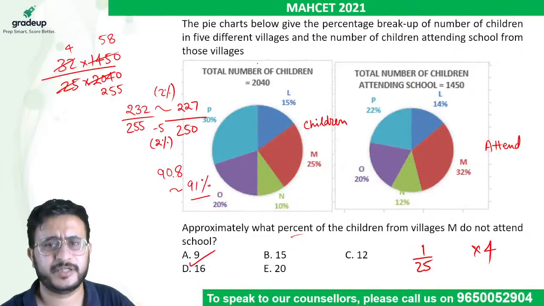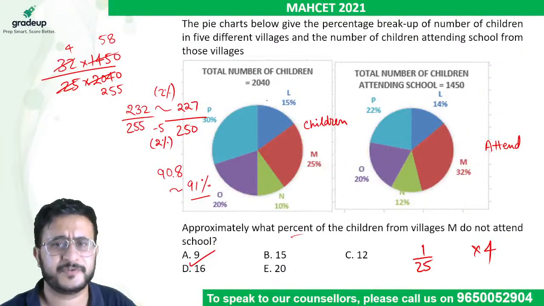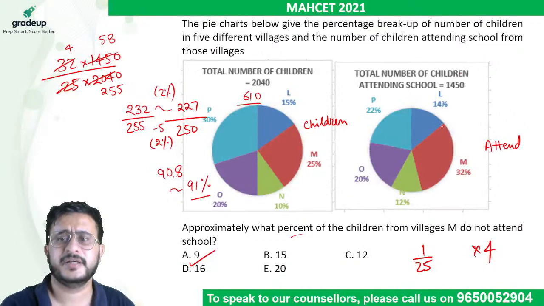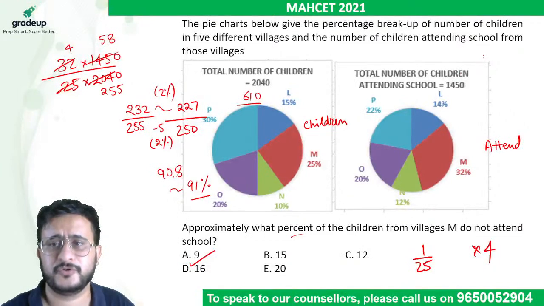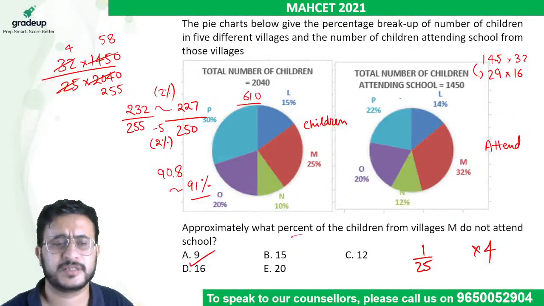If you calculate this way, 25% is 1/4. That means 610. And 32% of 1450. See, I'll tell you a fast way to calculate. 145 into 32 you cannot do, so just double this number. What is this? 29, 16. I hope you know the table of 16. So 16 into 4 is 64, 144, 14. That is 464.